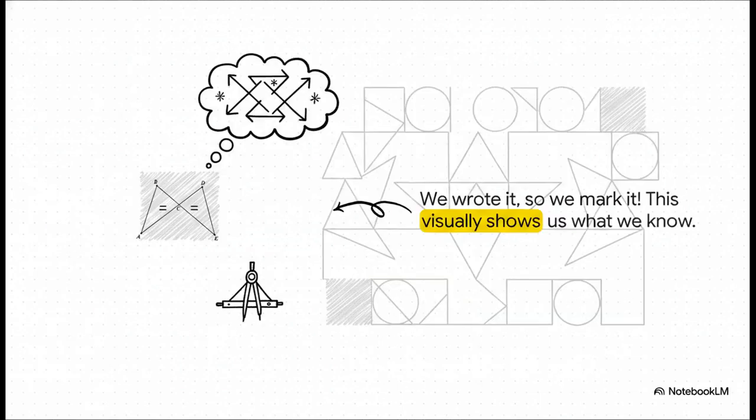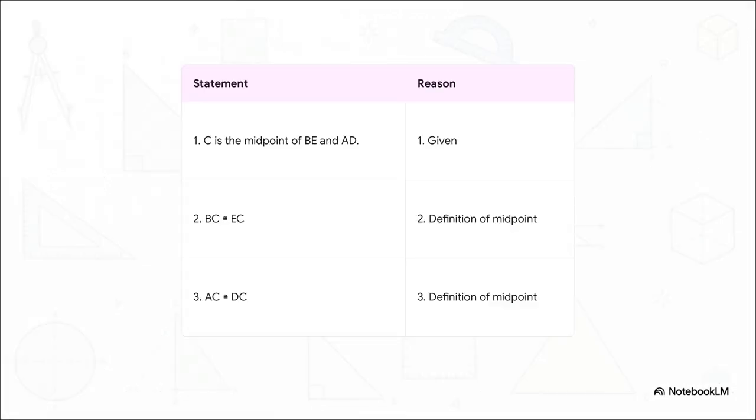We just wrote that C is a midpoint, so we immediately go to our diagram and mark it up. We can put some tick marks on there to show that the segments are split into equal halves. See, the diagram is already starting to tell us a story. So because we know C is a midpoint, we can now make 2 new statements. We know that segment BC has to be congruent to segment EC. And we also know that segment AC is congruent to DC.